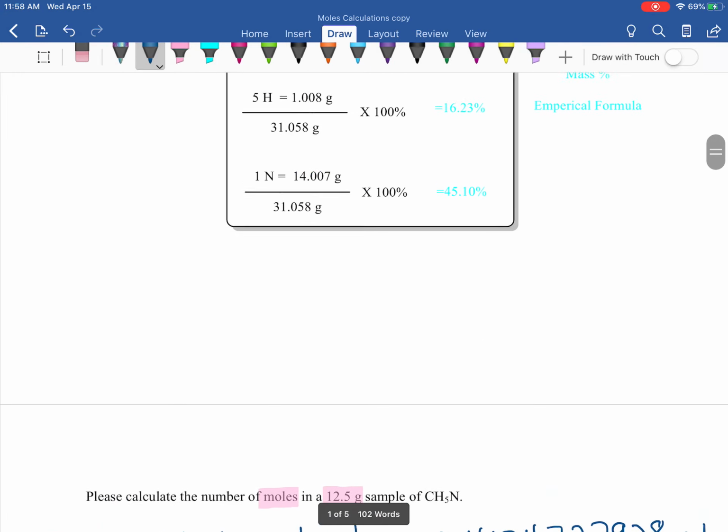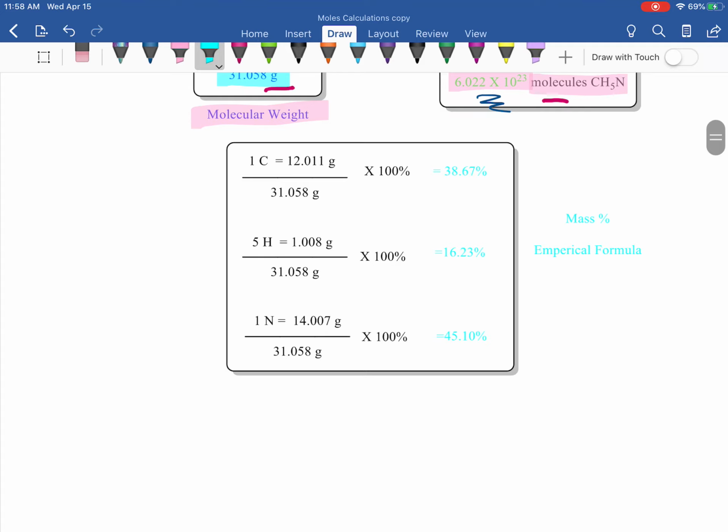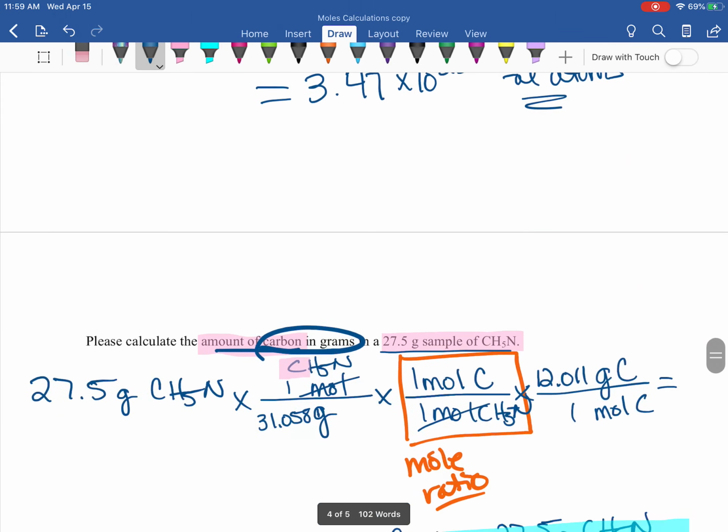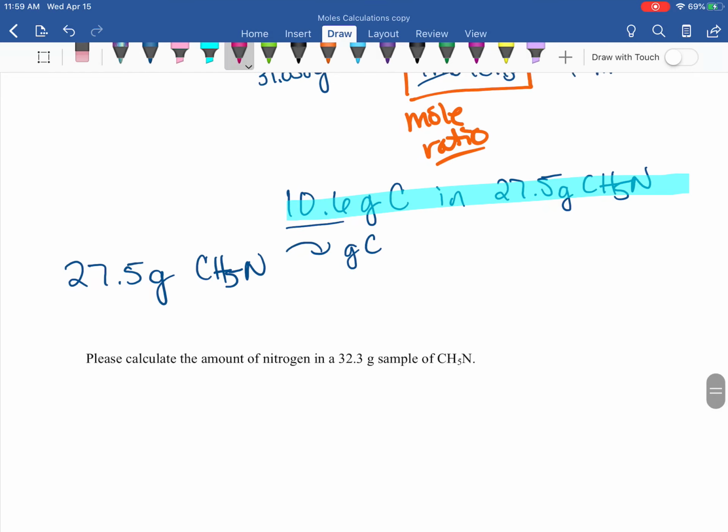Let's go back up and see for every CH5N, how much of that is carbon. Well, let's find our little mass percent here. 38 point, oh, now you can't read it. Okay, let's underline, or try pink. Okay, so how could we use this number? Well, 38.67% of that sample will be carbon. So can I take the total and multiply it by that 38.67%? And let's see if our answers are similar, matching.